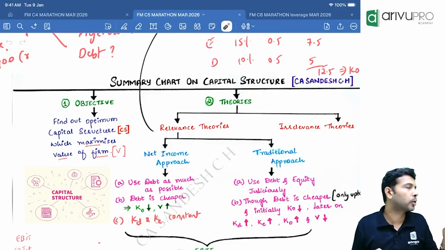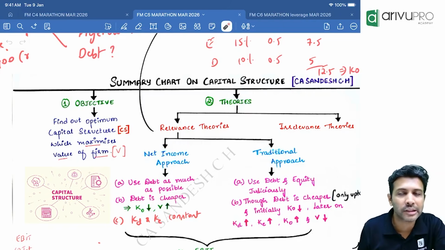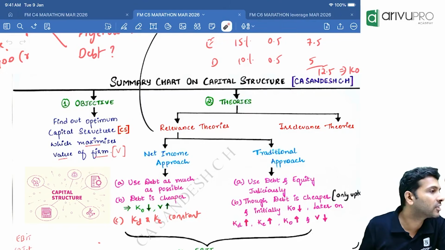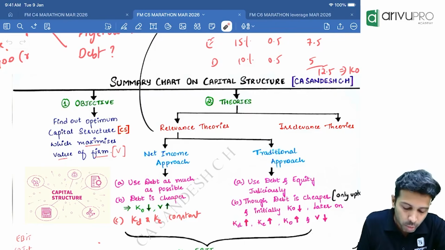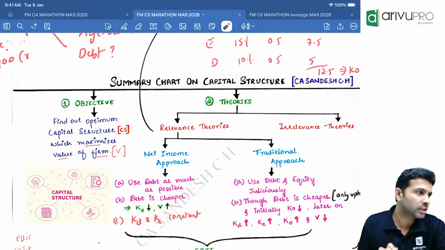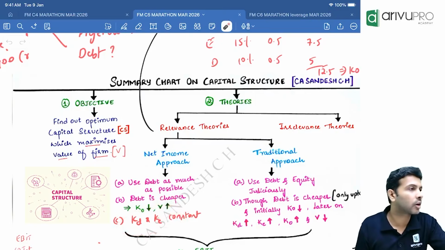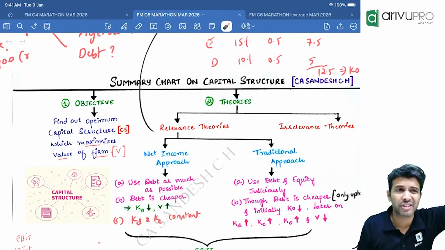The net income approach's argument is very simple. Same: compared to equity, debt is a cheaper source of finance. The more debt you take, what will happen? Overall cost of capital will reduce and the value of the firm will increase. So that is what this theoretical argument is. The assumption of this theory is that cost of debt and cost of equity will be constant.